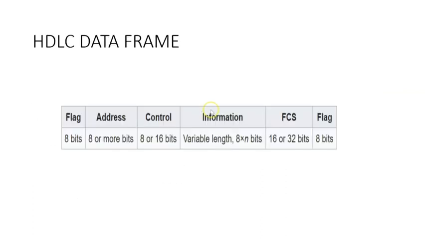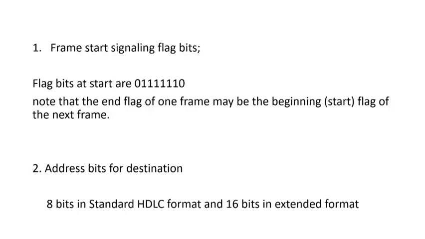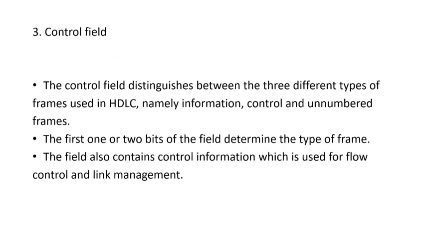You can see that in the field, sometimes there is information, sometimes it will be supervisory or control data, and sometimes it will be an unnumbered frame. So likewise, there are various frames based on the content. We'll see that in detail. Let us understand this basic concept.